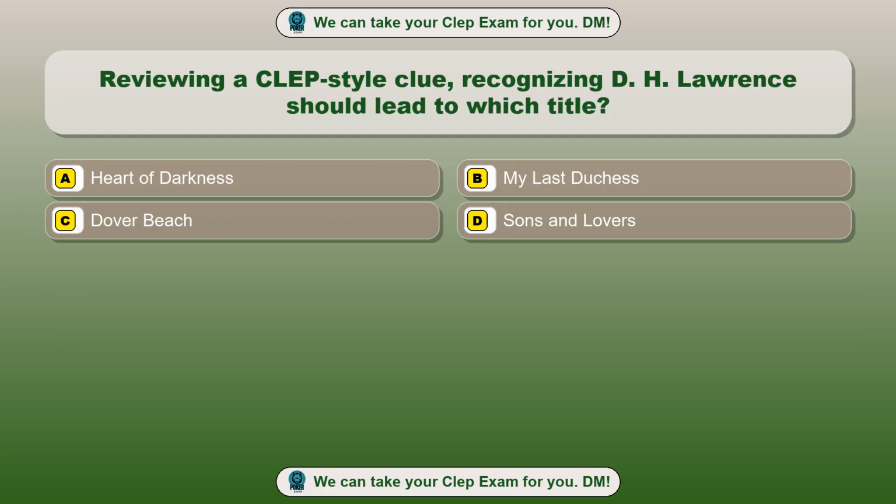Question 32. Reviewing a CLEP style clue, recognizing D.H. Lawrence should lead to which title? Option A, Heart of Darkness. Option B, My Last Duchess. Option C, Dover Beach. Option D, Sons and Lovers. The correct answer is option D, Sons and Lovers.